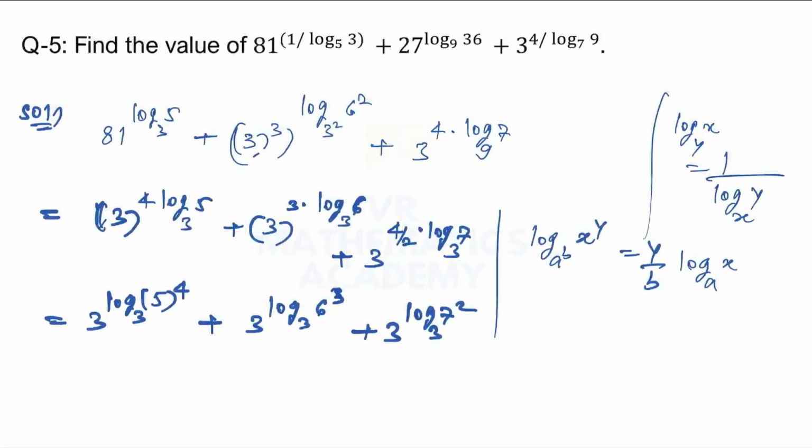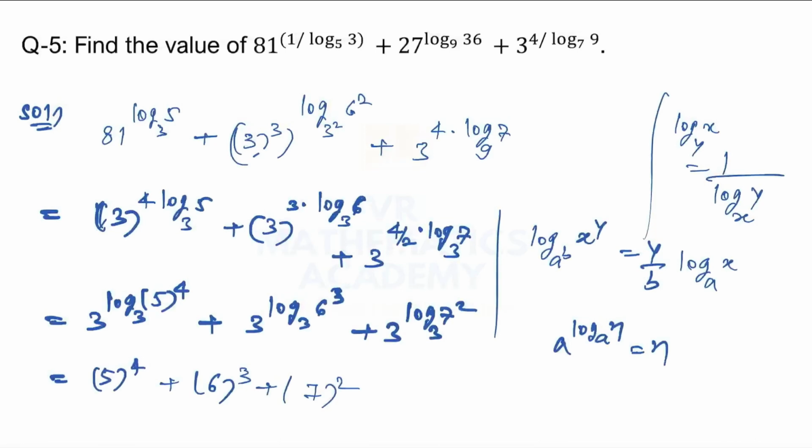Now in all the expressions we can apply the property a raised to the power log base a of n will be n. So it will be equal to 5 raised to the power 4, 6 raised to the power 3, and 7 square. So 5 raised to the power 4 will be equal to 625, 6 raised to the power 3 will be equal to 216, and 7 square will be equal to 49. So finally it will be equal to 890.